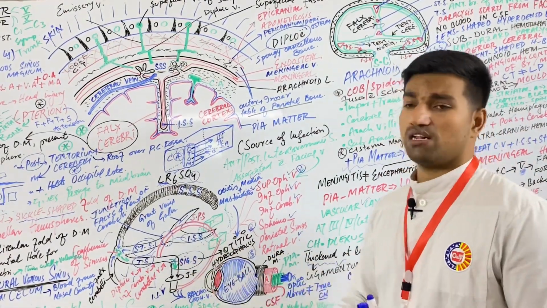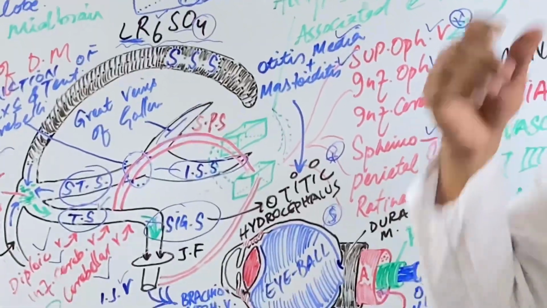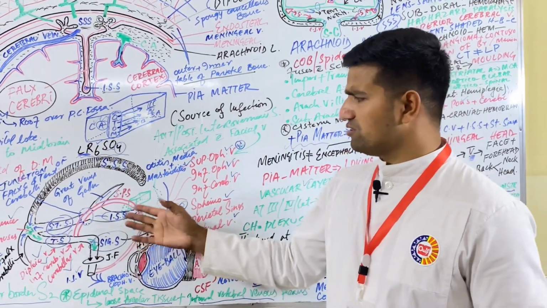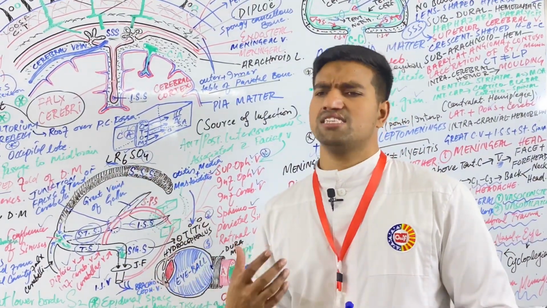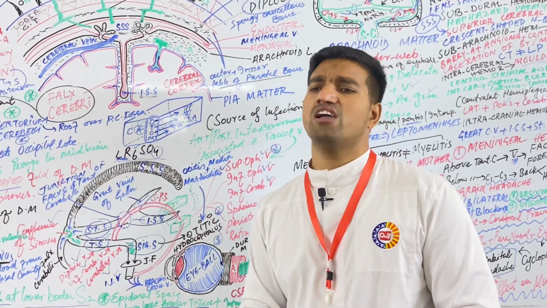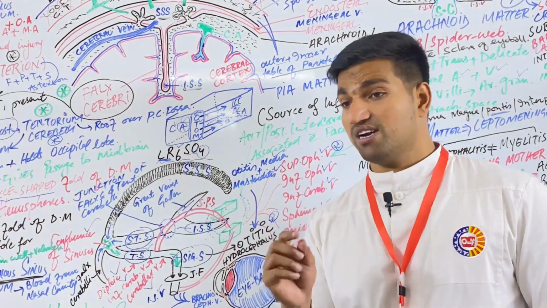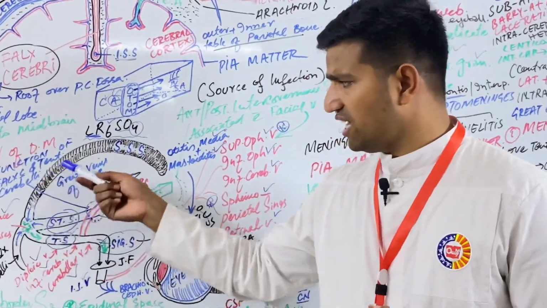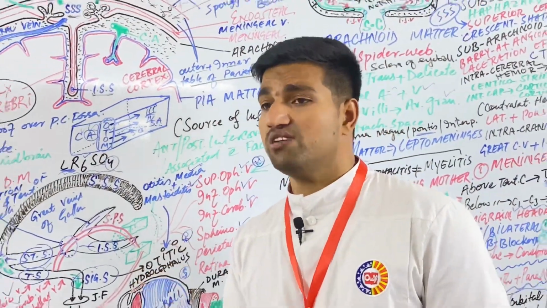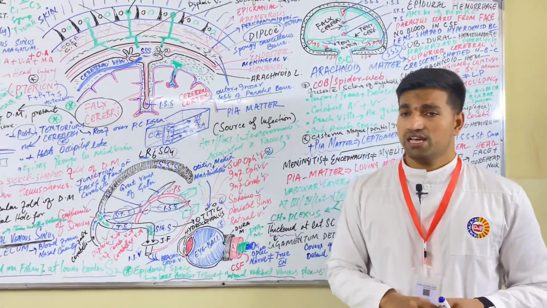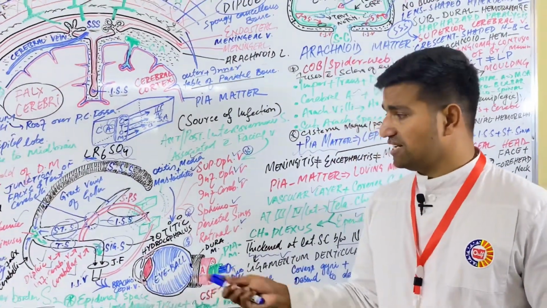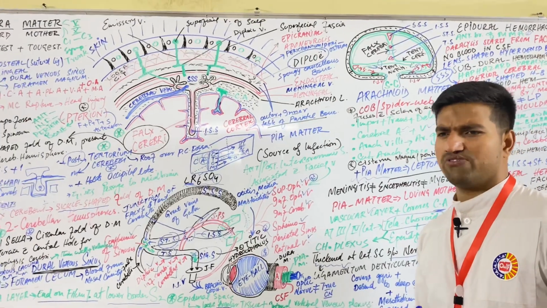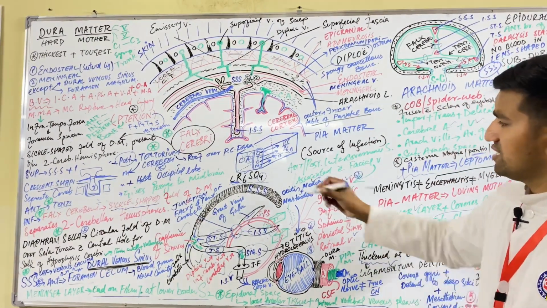The sigmoid sinus is also a source of infection from middle ear infection or mastoiditis, leading to otitic hydrocephalus. We know the dural venous sinuses are draining the CSF, right? Normally in one day we have 500 ml secretion of CSF, and 350 ml has to be reabsorbed. If there is an infection or obstruction here, CSF absorption will be disturbed, it will increase the intracranial pressure, and it will have consequences like papilledema or other features. We have communicating hydrocephalus and non-communicating hydrocephalus; you must not forget this in the mnemonic.